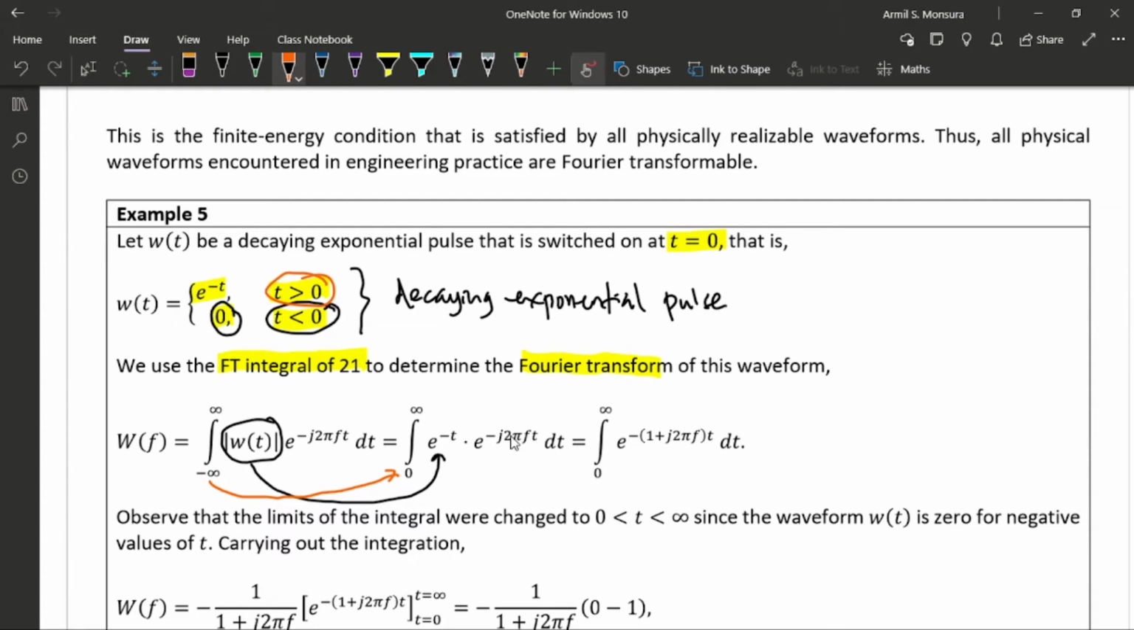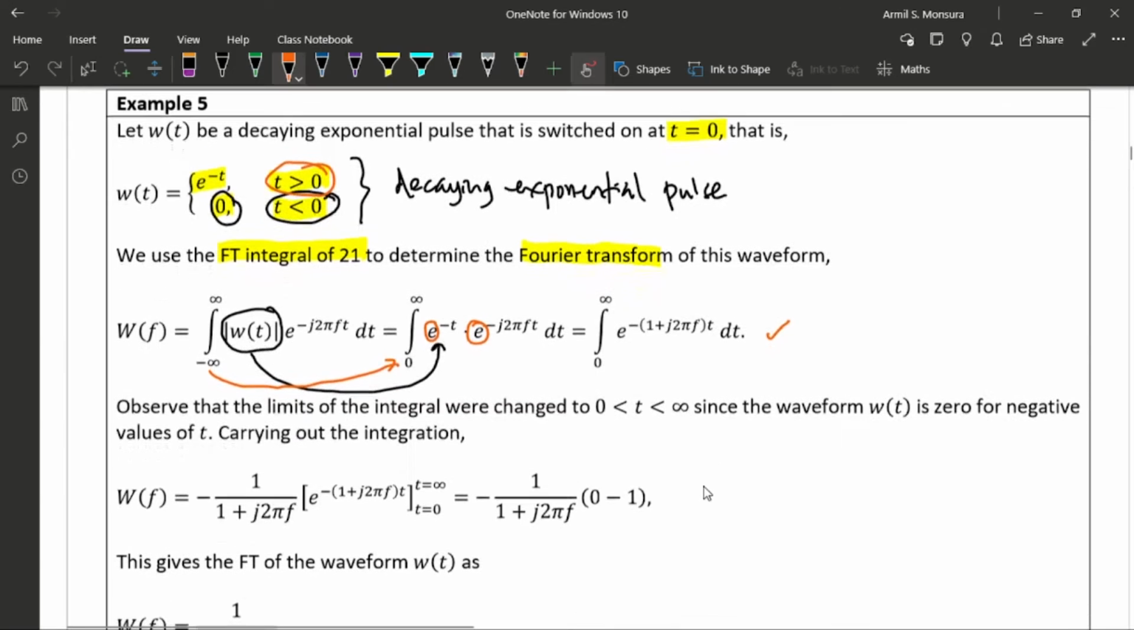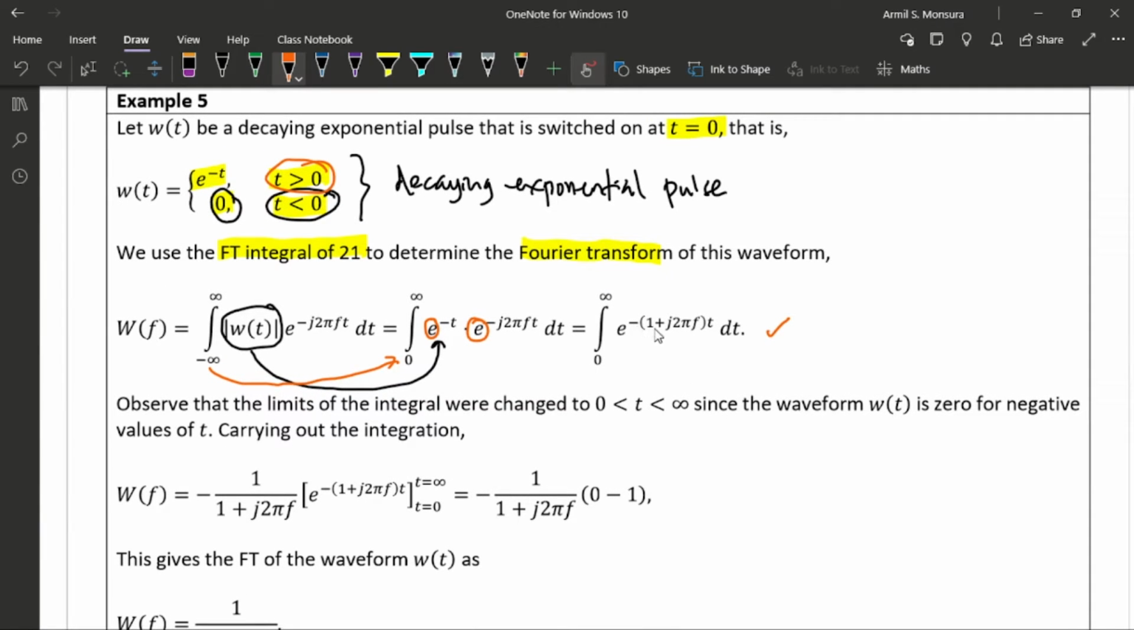Now, simplifying this, since these two have the same base, we will have the following simplified expression. As we carry out the integration, we take note that this negative 1 plus j2 pi f is a constant in this case, so we apply it as a balance factor. You would have this as your factor now: negative 1 over 1 plus j2 pi f. And then the integral of e raised to at is simply e raised to at, with the limits from t equals 0 to t equals infinity.